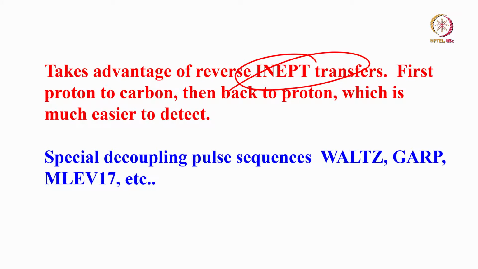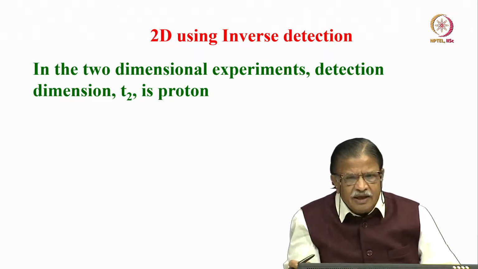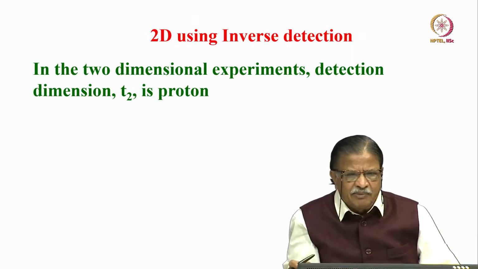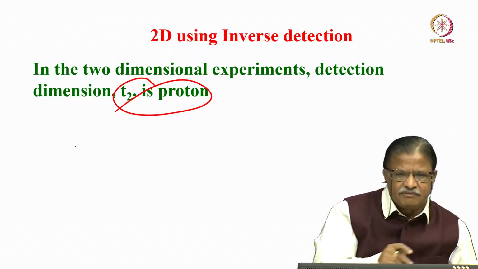And you can do broadband decoupling simultaneously. A variety of pulse sequences are there for decoupling: WALTZ, GARP, MLEV, etc. We can discuss those things. Our broadband CW, continuous wave decoupling, which I told you about commonly for heteronuclear decoupling, can be adopted. So in using 2D inverse detection, in the 2-dimensional experiment, the detection dimension is always proton.